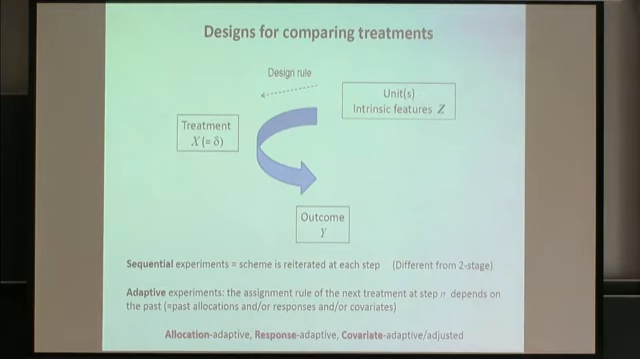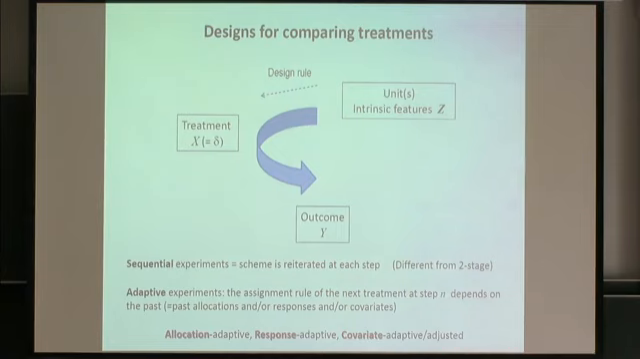Sometimes in a two-stage design, you have a fixed design to start with, and the second stage may be adaptive, or the other way around. But I'm not talking about two-stage designs at the moment. I'm talking about adaptive experiments, adaptive designs, those for which the assignment rule of the next treatment at step n depends on the past. And by the past, I mean past allocations and/or past responses and/or past covariates, including the present one, because I start with the covariates.